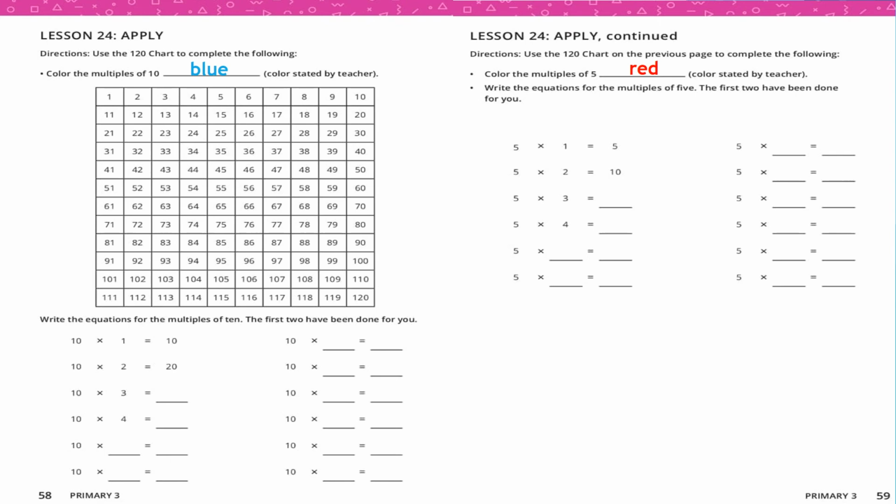Lesson 24. We will use this chart to color multiples of 10 in blue. We said multiples of 10 always have 0 in the ones place. So 10, 20, 30, 40, 50, 60, 70, 80, 90, 100, 110, 120. All of these are multiples of 10. So we will color all of them with blue.